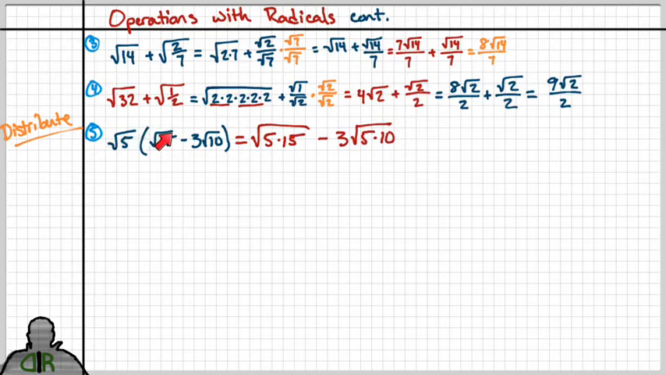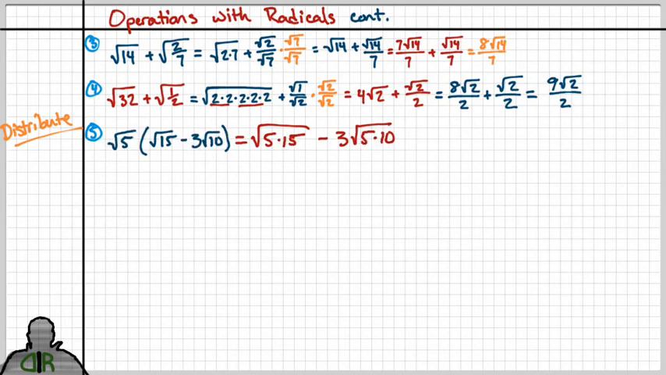So root 5 times root 15, we get this. Root 5 times 3 root 10 just turns into this. See the previous lesson on how that works. When you multiply this times this one, it's not root 5 times 3. Remember, this is a single term here. 3 times root 10. So the root 5 just goes in the root there.